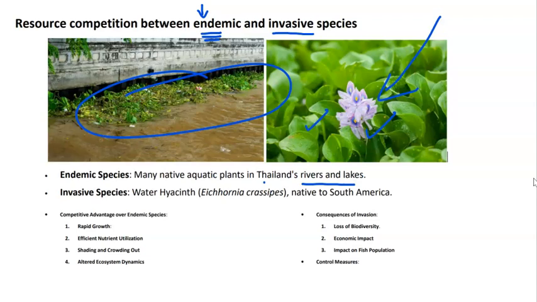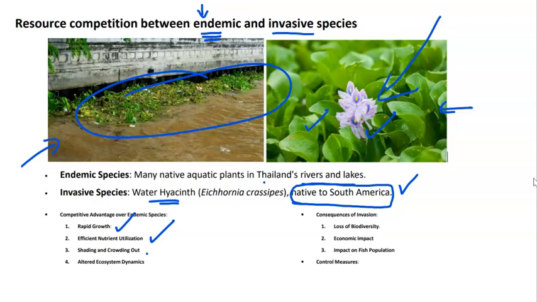The water hyacinth itself was introduced into Thailand and is actually native to South America. And so the water hyacinth is the invasive species. It comes from South America via Europe, I believe, and finds that the Thai rivers have very high nutrient levels on which it can thrive in its growth, and it outcompetes local species. So we get rapid growth from the very efficient utilization of the available minerals.